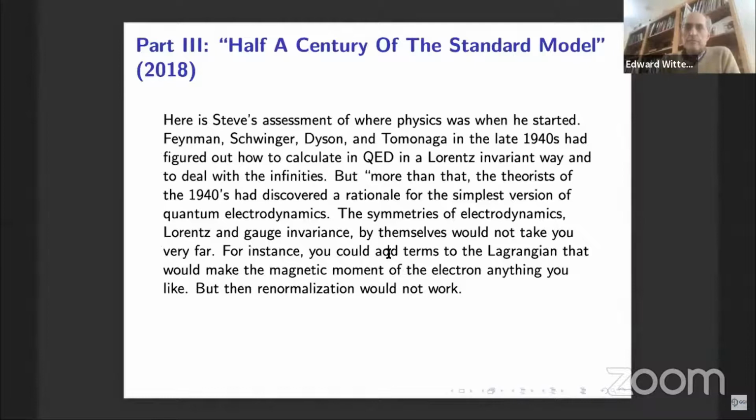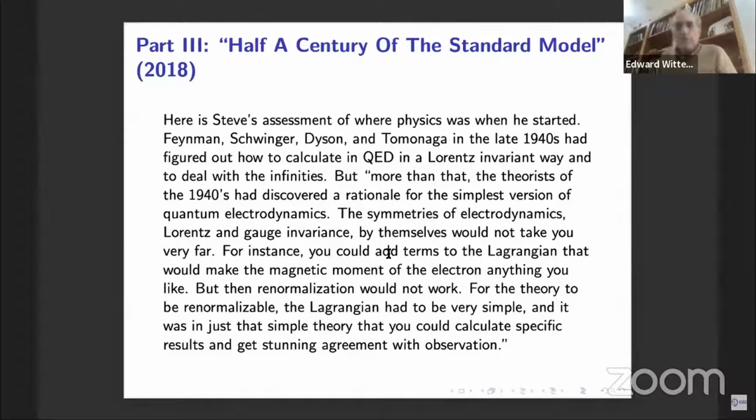For the theory to be renormalizable, the Lagrangian had to be very simple. And it was in just that simple theory that you could calculate specific results and get stunning agreement with observation. So for instance, you got a unique answer for the magnetic moment of the electron if you make the theory renormalizable. If you don't, you have a more complicated theory, it's not renormalizable, and there's no predictive power for the magnetic moment. So that's what had attracted Steve to QFT.